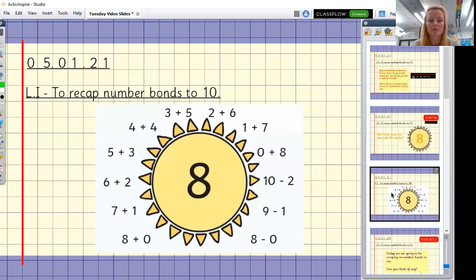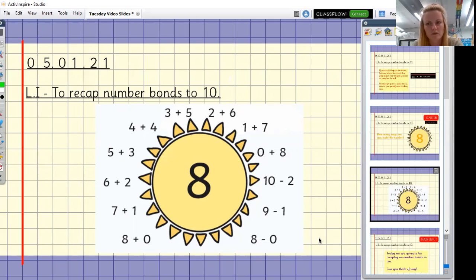So here are some examples of how you can make the number 8. So I've got 8 plus 0, 7 plus 1, 6 plus 2, 5 plus 3, 4 plus 4, so 4 doubled, 3 plus 5, 2 plus 6, 1 plus 7, 0 plus 8. Then I've also got my subtractions. 10 minus 2 equals 8. 9 take away 1 equals 8. Or 8 minus 0 equals 8.